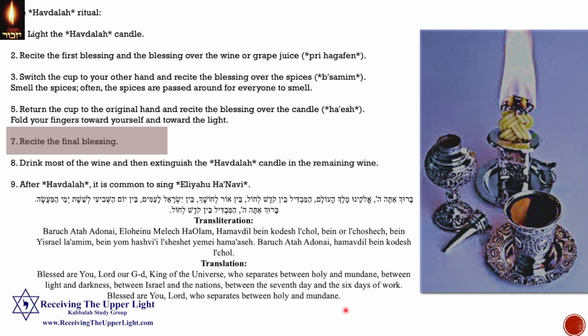Blessed are You, O Lord, who separates between holy and mundane. This last blessing in the Havdalah ceremony, called the Hamavdil bein Kodesh l'Chol, has a very deep, significant meaning. It has a lot of information, a lot of things that we can actually take from it. It emphasizes the time of separation, and also the separation between the sanctity of Shabbat and the ordinary days of the week. The concept of separation is important in this prayer. It separates between the holy and the mundane, between Israel and the nations, between light and darkness, and the six days and the day of Shabbat, right?